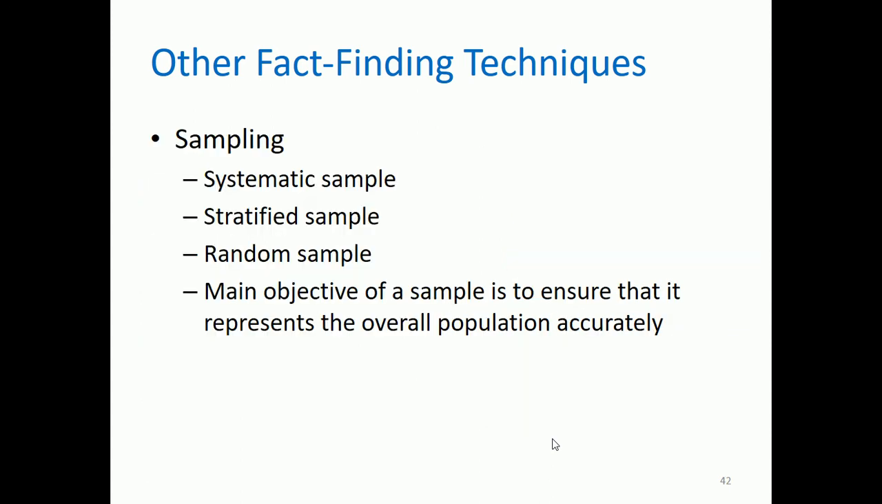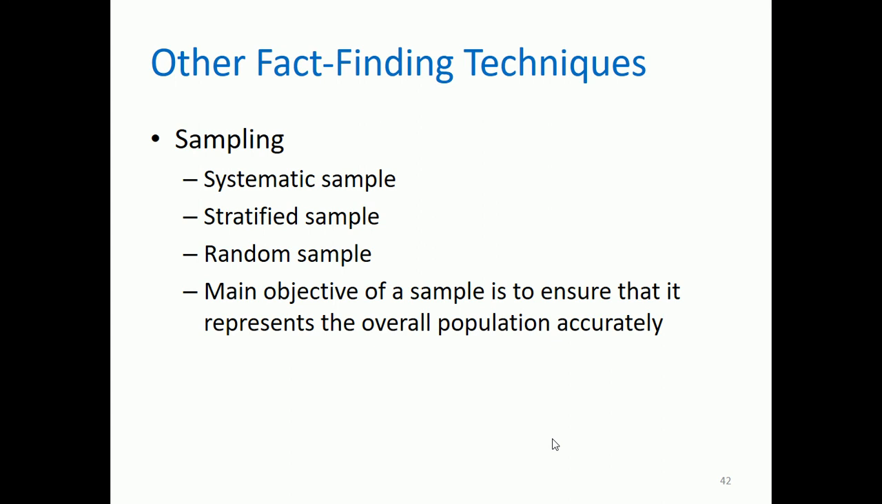Okay, we have sampling, another fact-finding technique. We have systematic sampling. For example, you have a population of 100, and every multiple of 5 will be sampled. So that's systematic sampling.